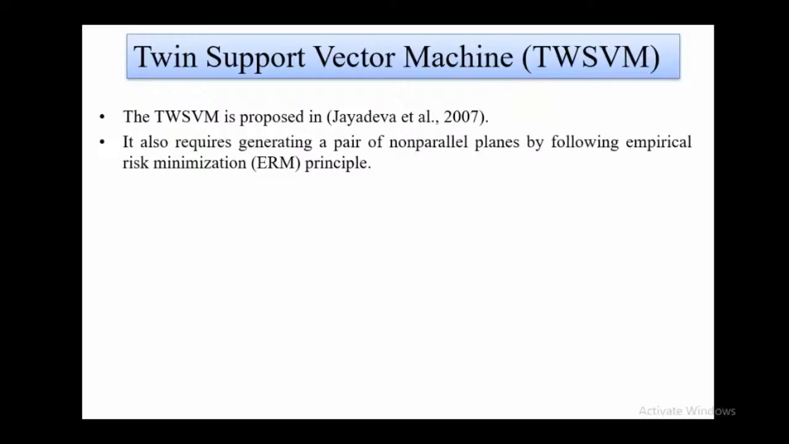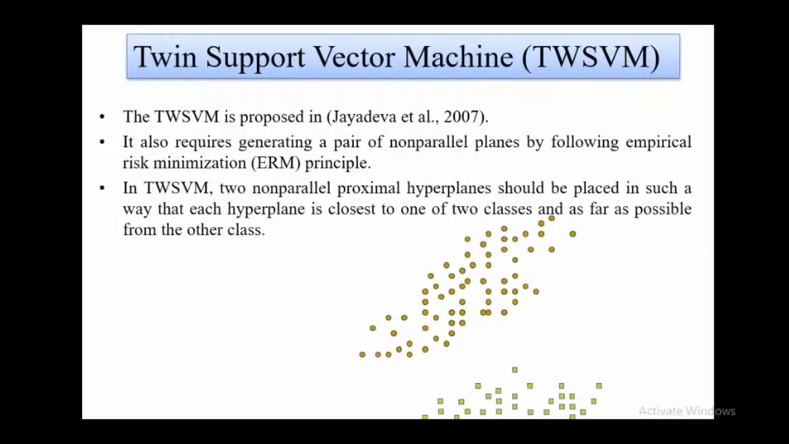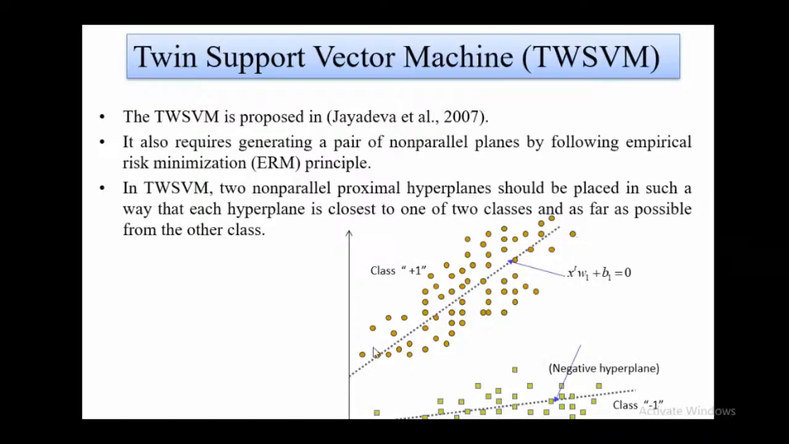So let's say we have these two types of data points. This circle you may consider as class 1, these are one class of data points, and the square is another class of data points, and we want to classify these two. Here we will keep one particular hyperplane near to all these data points, and another hyperplane near to the other class.